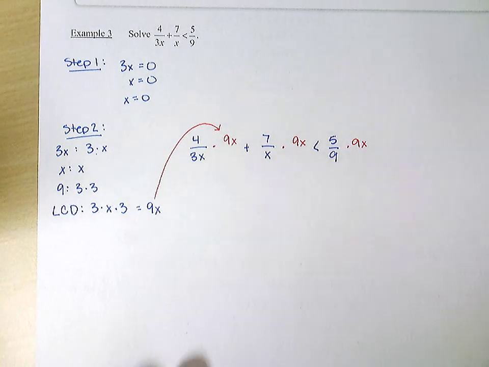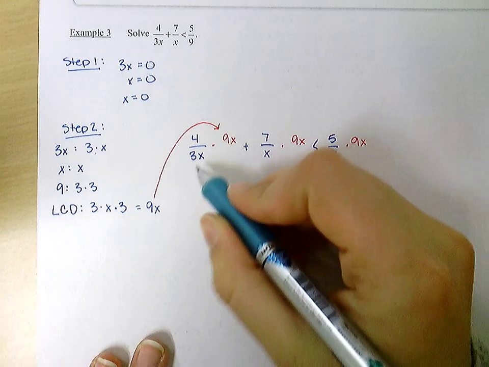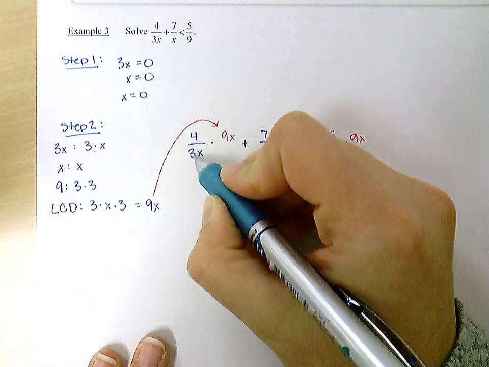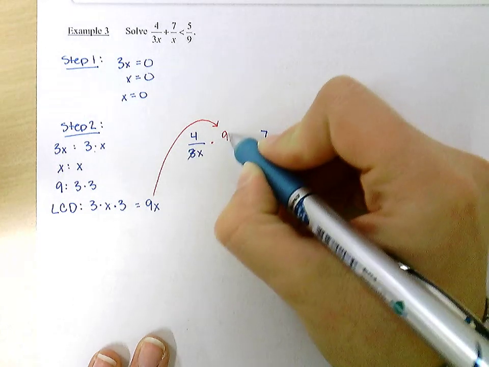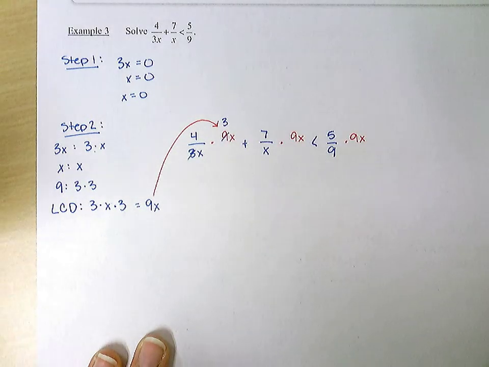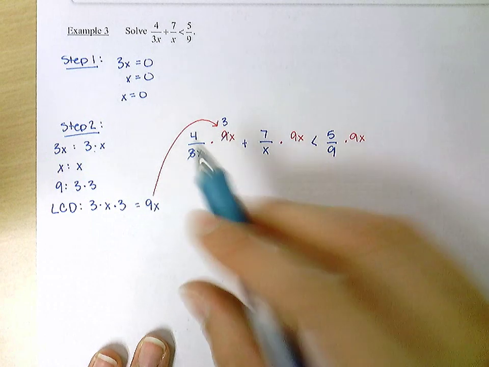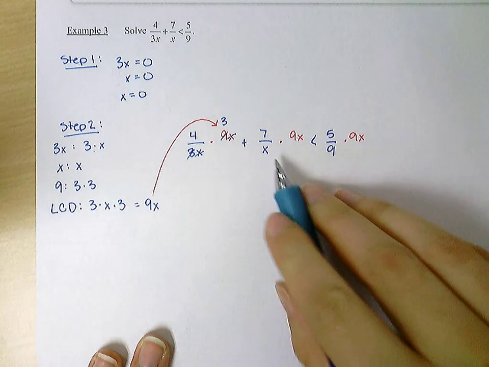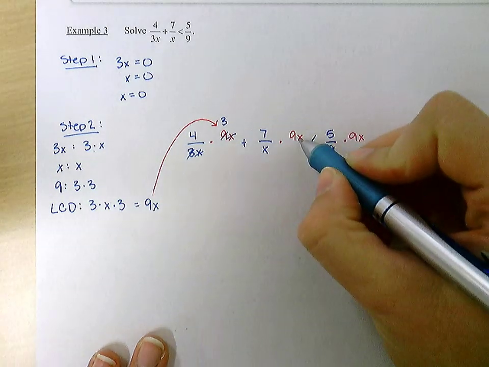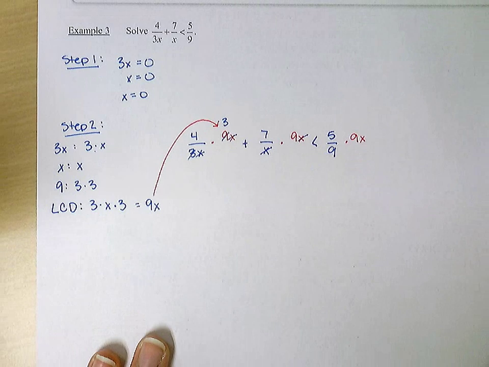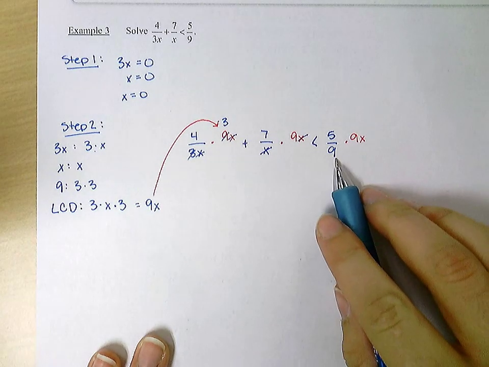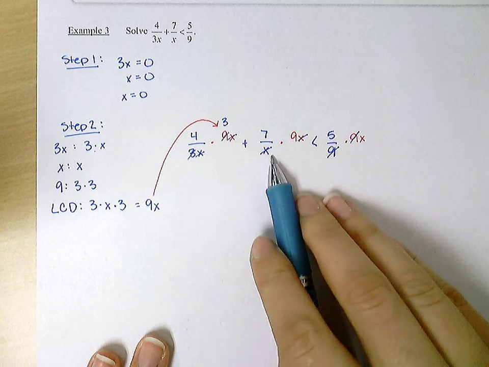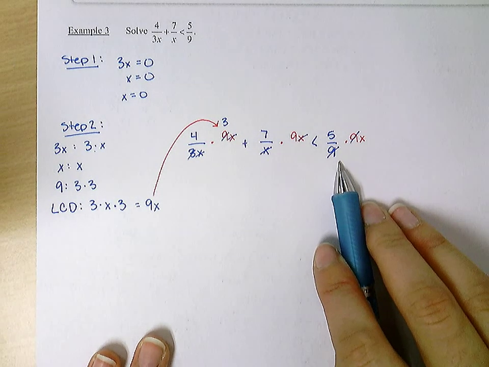From here, this is where we can cancel things out, because I want all three of my denominators to cancel out. So I have 9 over 3, that cancels to a 3. And I have x over x, those two cancel each other out. Second fraction here, I have x over x, so those cancel. Last one, I have 9 over 9, so those cancel. So your denominators should always cancel out in these problems.